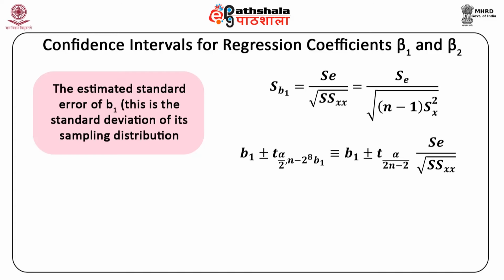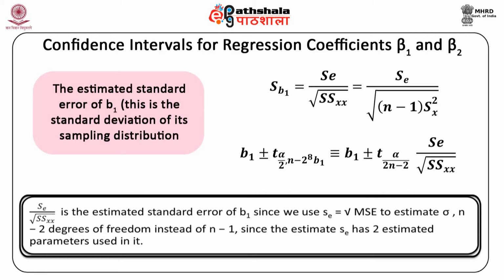This is equal to b1 plus or minus t with alpha by 2 and n minus 2 degrees of freedom, into the standard error divided by the square root of the sum of squares, which is the square root of SSXX. Please note that SE upon the square root of SSXX is the estimated standard error of b1, since we use the standard error equal to the square root of MSE, which is the mean square error, to estimate sigma.